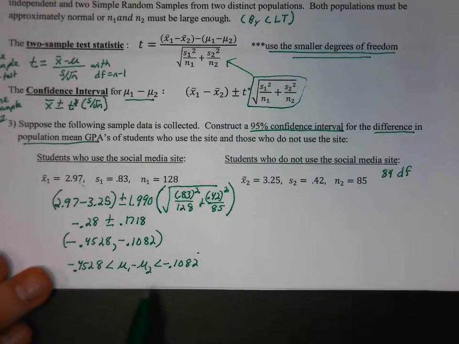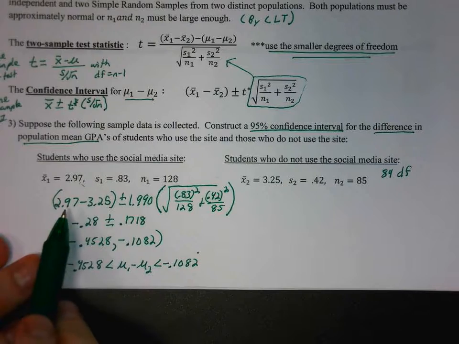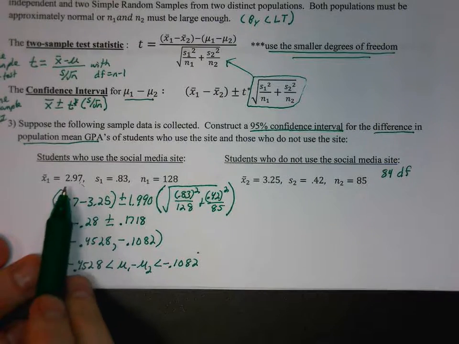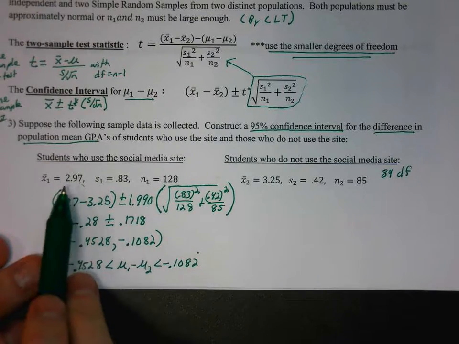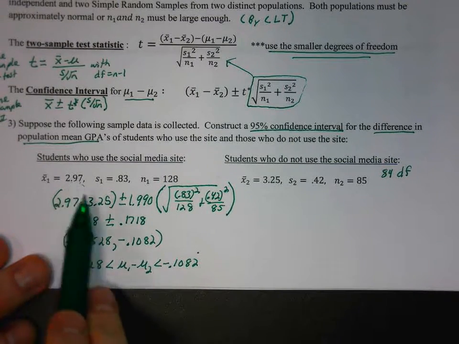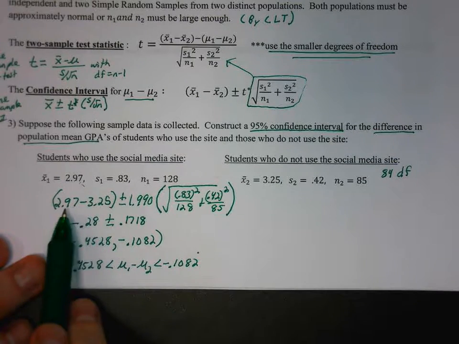Okay, so when you look at this interval, notice how both of those values are negative. And what a negative value meant, think about where the negative came from. It came from subtracting x bar 1 minus x bar 2, or the users of the social media site, the users minus the non-users, and we get a negative number. That just means that the non-users had a larger GPA than the users did from those samples.